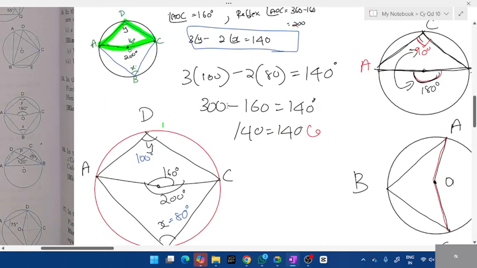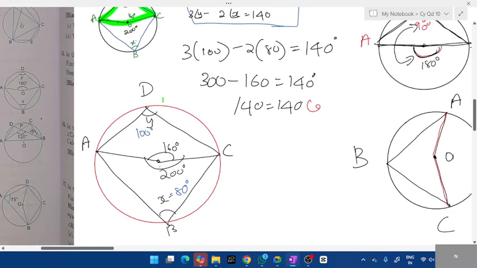Here I will write the statement, students. 200. What is this 200 degrees? Reflex AOC. Okay, first find out all the values. Then later we can write the statement 200. Then write: if reflex angle AOC is 200, you have to find angle Y.